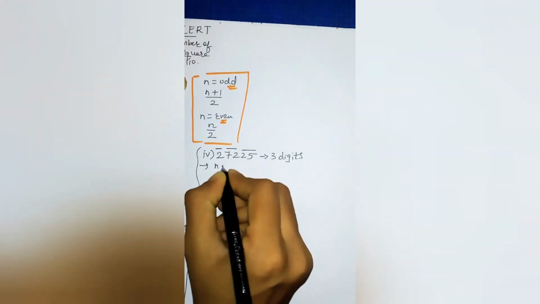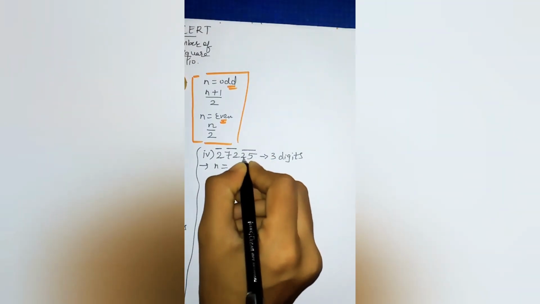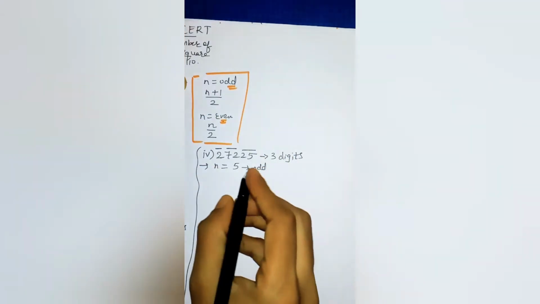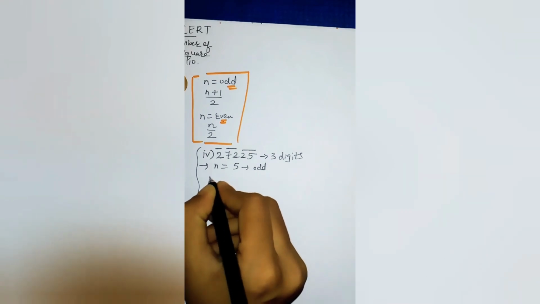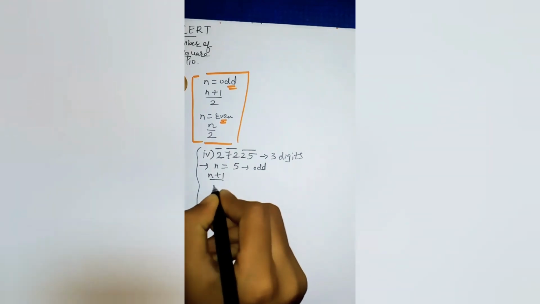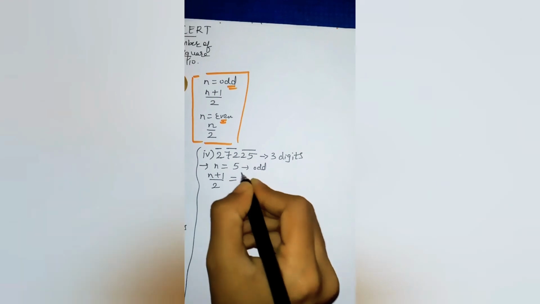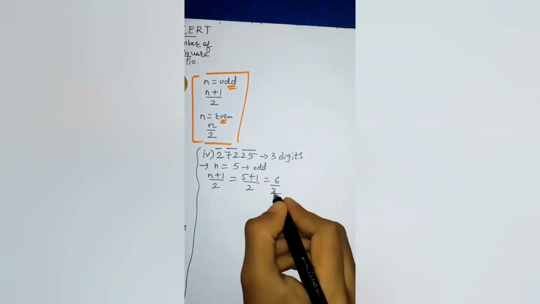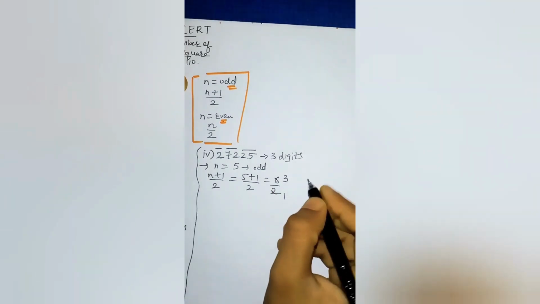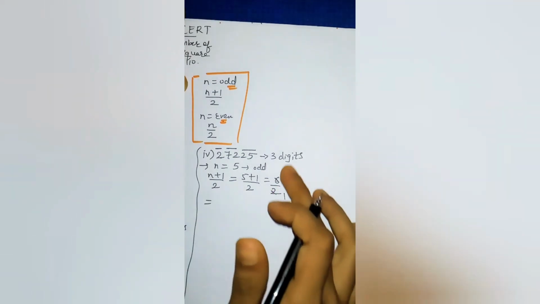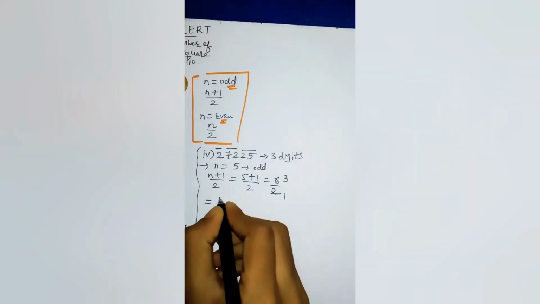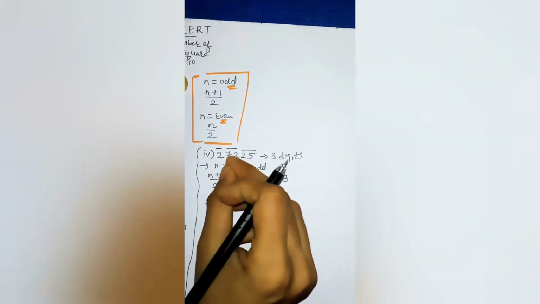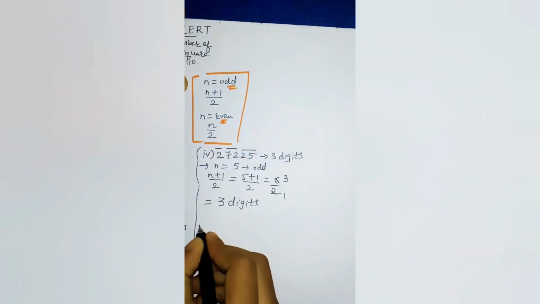Now we will check again by another method, the formula for odd and even. First we have to count the number of digits: 1, 2, 3, 4, 5. 5 means odd. For odd, what is the formula? (n plus 1) by 2. What is n? n is 5. So 5 plus 1 by 2 means 6 by 2. Cancel it: 2 ones are 2 and 2 threes are 6. So we are getting 3. In both ways we are getting 3. So there are 3 digits in the square root of 27225. This was the fourth one.